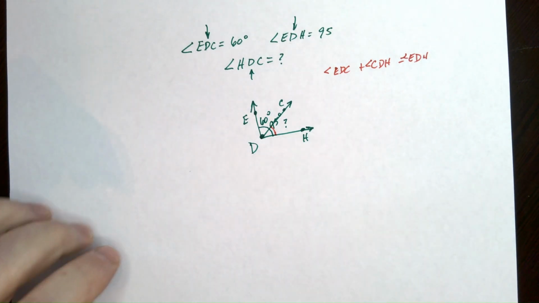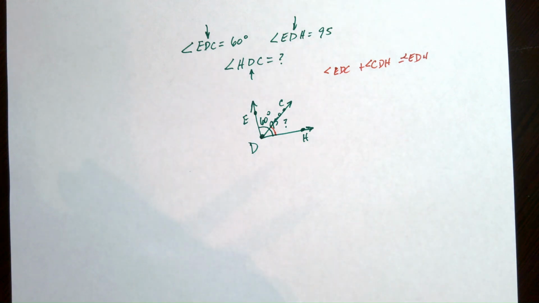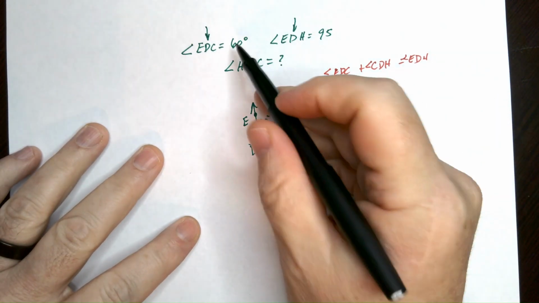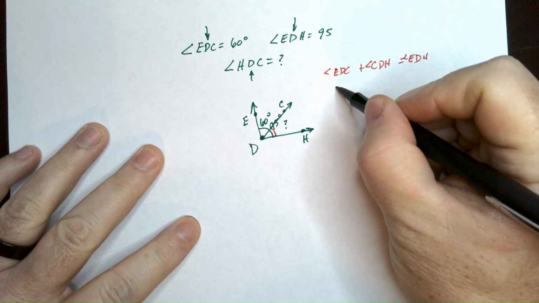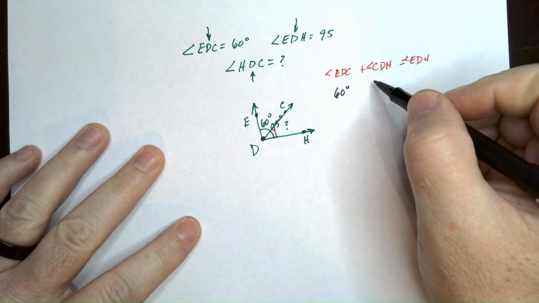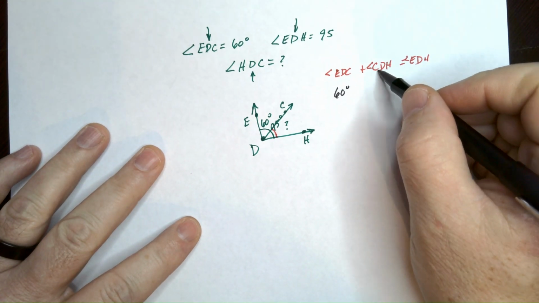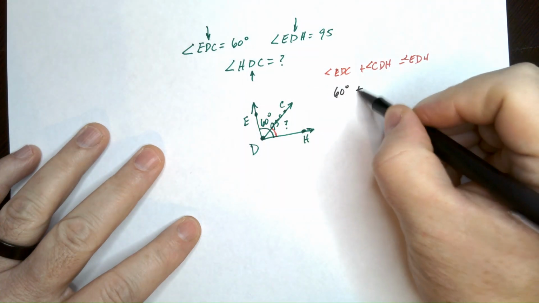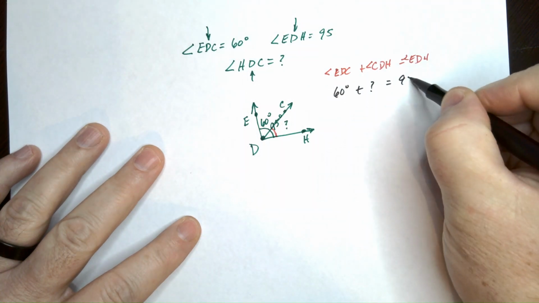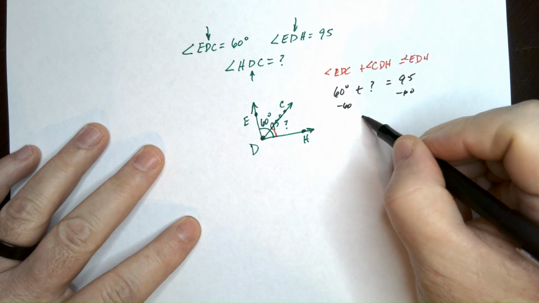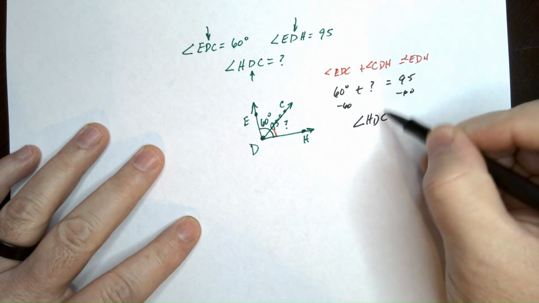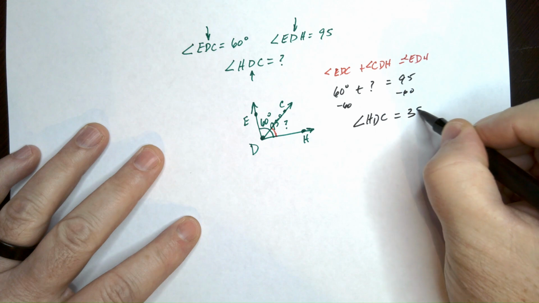read the notation. All right, so now that we've got this little equation here, based on our picture, which we drew from that, we can say, well, that part's 60, it told us. CDH and HDC, those are the same. That's what we've got to find. So it's going to be 35. So angle HDC, or CDH, same thing, 35 degrees.